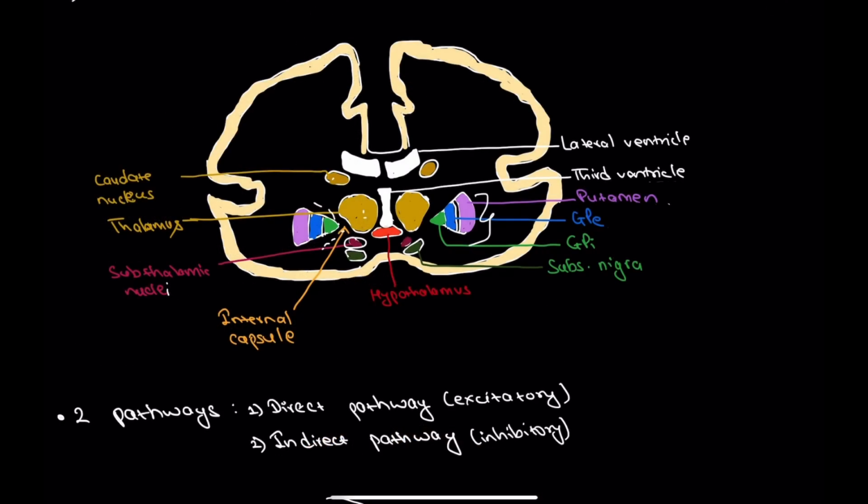This figure here helps us to localize the structures. This white one is the lateral ventricle and third ventricle. This yellow structure here is the caudate nucleus. Below that there is the thalamus, and there is the lentiform nucleus, which is made from the putamen and globus pallidus. In between the lentiform nucleus and thalamus there is the internal capsule. Below that there is the subthalamic nucleus, and below the subthalamic nucleus there is the substantia nigra.